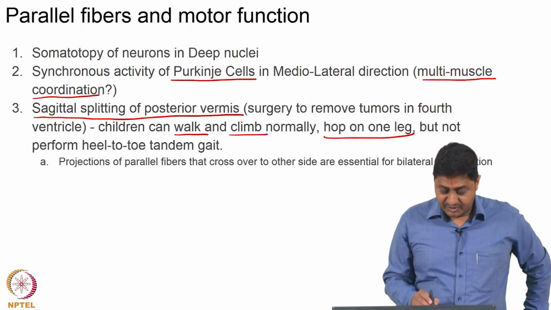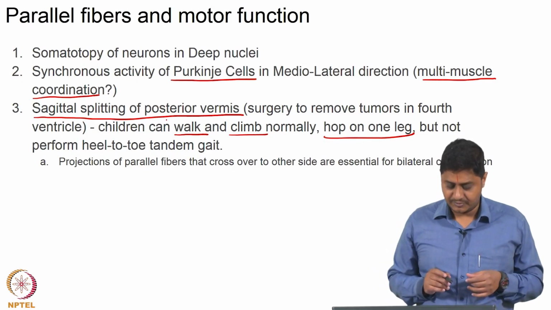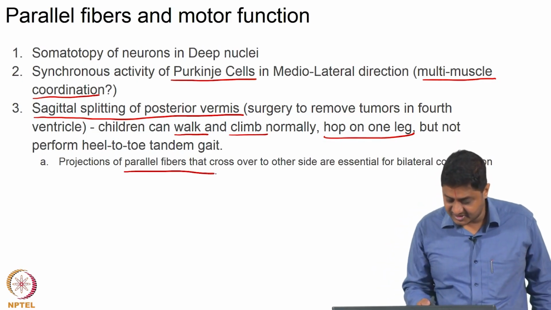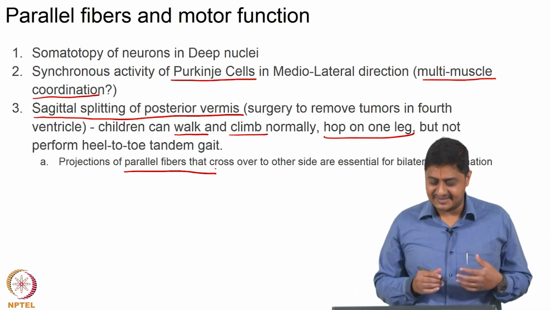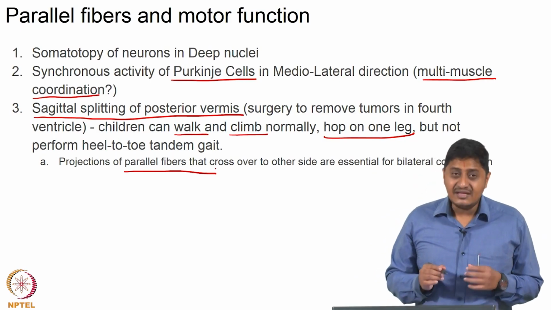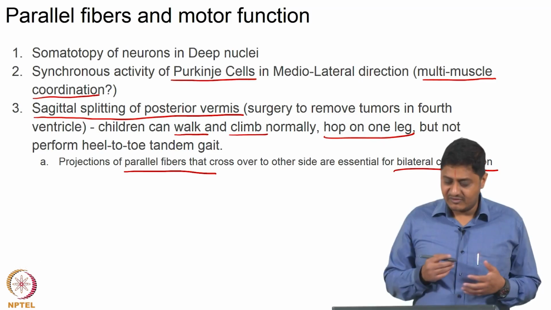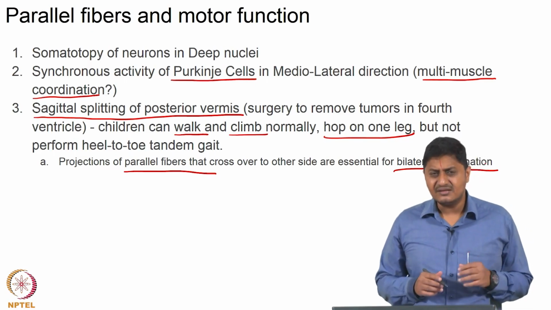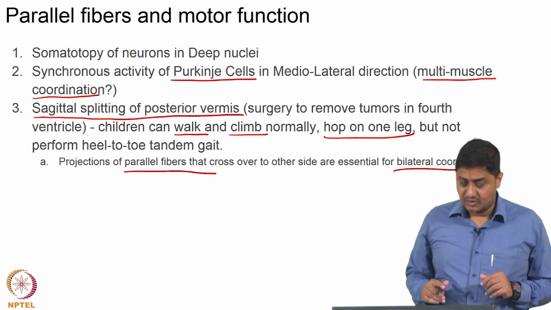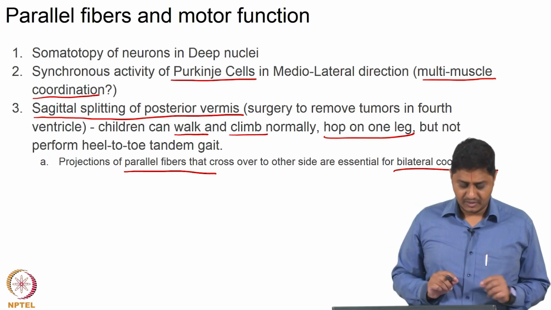When this surgery is performed, what happens is that there is a splitting of these projections. So, projections of parallel fibers that cross over to the other side. So, when these bilateral projections are cut, only the bilateral coordination is compromised, but not hopping on one leg. Hopping on one leg probably involves only one leg movement, and also walking and climbing is relatively normal, right. So, those that require accurate bilateral coordination alone are compromised.